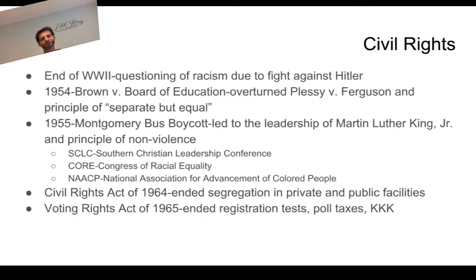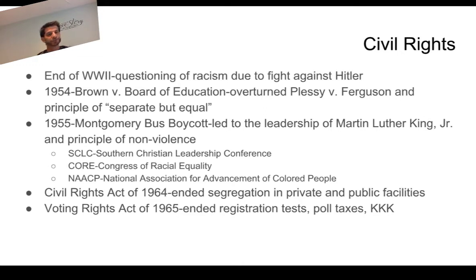So, of course, in the midst of all these things happening in foreign policy, we have the civil rights movement, and that really starts to question a lot of the things that are going on with that consensus period. At the end of World War II, there was a questioning of racism due to the fight against Hitler. And in 1954, in Brown versus Board of Education, the court overturned Plessy versus Ferguson, and that principle of separate but equal. The next events that provided momentum came in 1955 with the Montgomery bus boycott, which led to the leadership of Martin Luther King Jr. and his principle of nonviolent strategy.